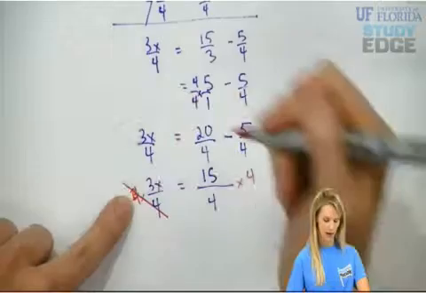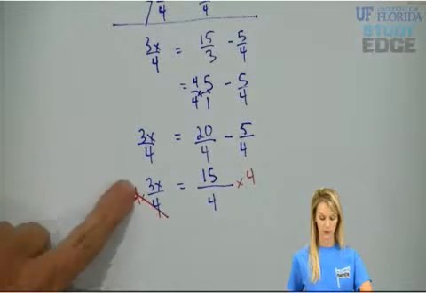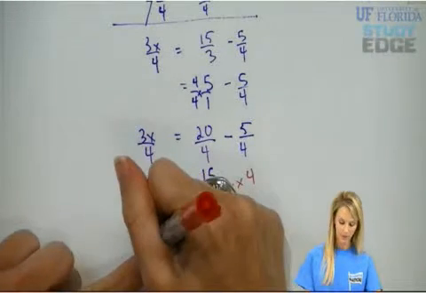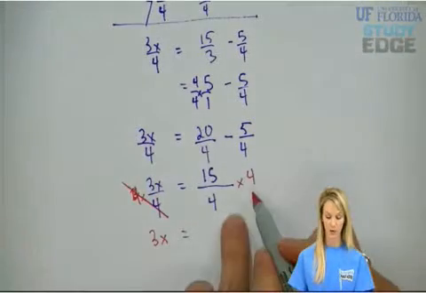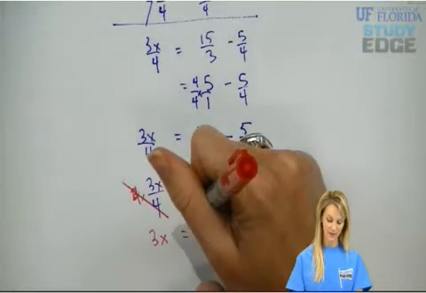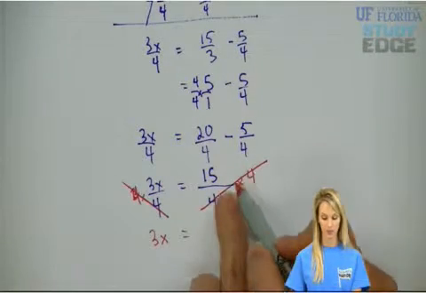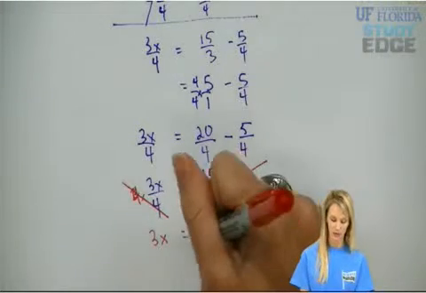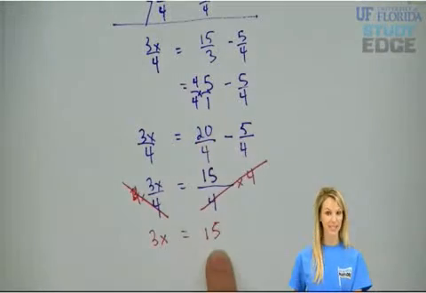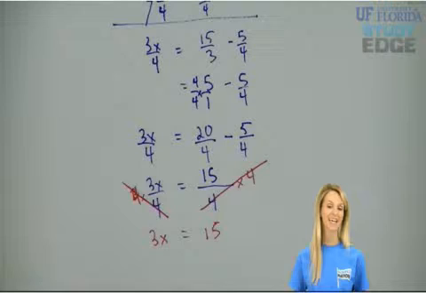These 4's are going to cross out, right? Because 4 divided by 4 is just 1. Those cross out. So I'm left with 3x on the left. What do I see over here? These 4's are going to cancel out because 4 divided by 4 is 1. And I'm left with 15. Am I done yet? No, I still need to get x by itself.